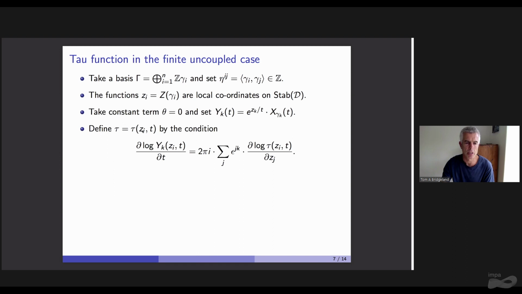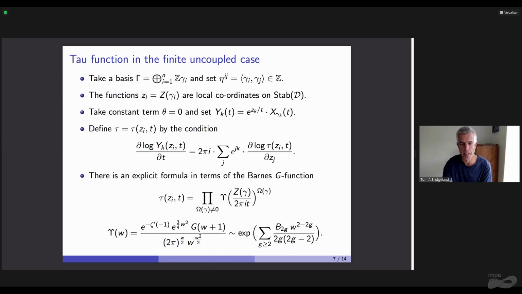And then this function tau is a way of encoding the solutions. You see, there is one solution here for each character. Or you could just take them for the basis element, but still there are k solutions, k holomorphic functions, which are giving the solutions to the Riemann-Hilbert problem. And I can encode them in one function like this. The fact that there is a function satisfying this identity is not clear, but it's true in this finite uncoupled case. I wouldn't expect it to be true in general, in fact.